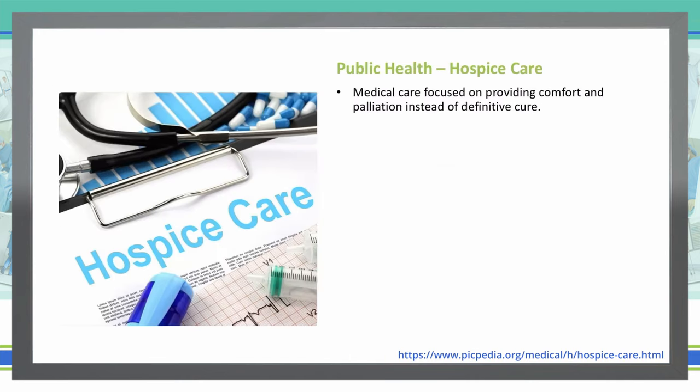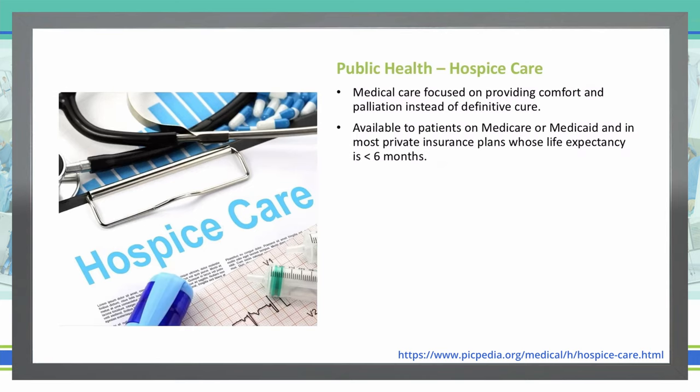All right, finally, we're going to talk about hospice care. What is hospice care? Hospice care is patient care that is focused for end-of-life patients. So we're trying to provide comfort and palliative care for patients that are at the end of their life. What is considered end of their life? Well, typically, based upon their diagnosis, we're talking about their life expectancy is going to be less than about 6 months.